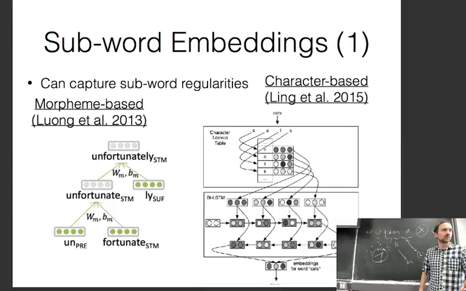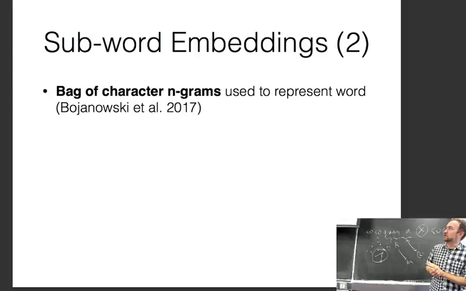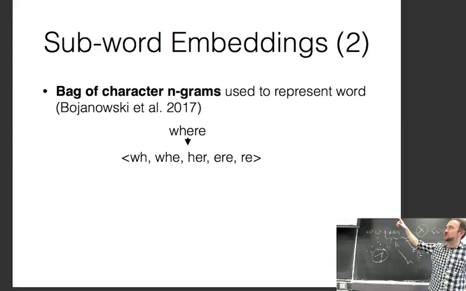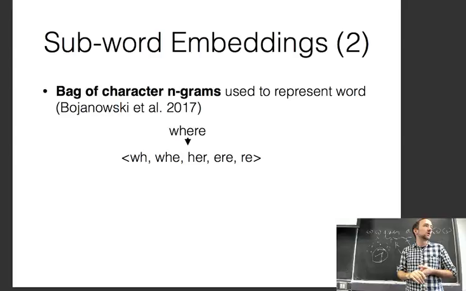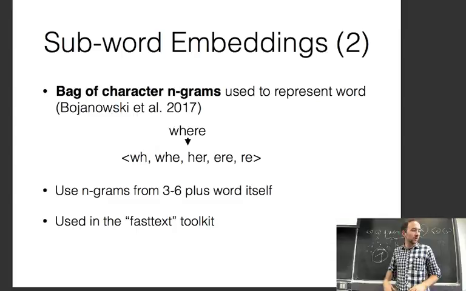And then very recently, in 2017, there was a bag of character n-grams model used to represent words. If we have where, basically we split it up into WH, W-H-E, H-E-R, E-R-E, R-E. And instead of using a one-hot embedding for the word, we use a kind of n-hot embedding that counts these character n-grams. It used n-grams from 3 to 6 plus the word itself. This is used in the fastText toolkit by Facebook.